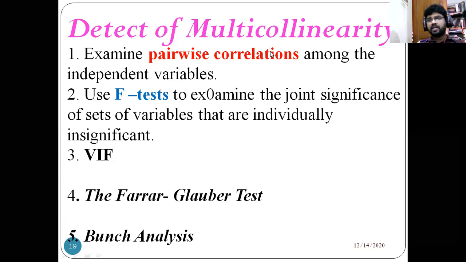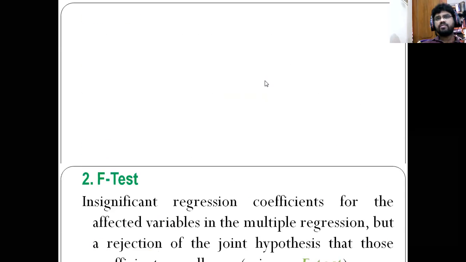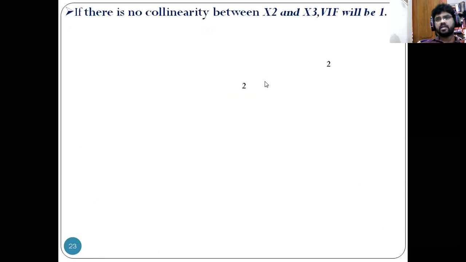Then after detecting the multicollinearity, what are the remedial measures? So we identified the problem. We know the causes and we know the consequences. After consequences, we know how we can detect it. For example, if the model is suffering from multicollinearity, what are the remedial measures? So today we will discuss the main topic, that is the remedial measures of multicollinearity.